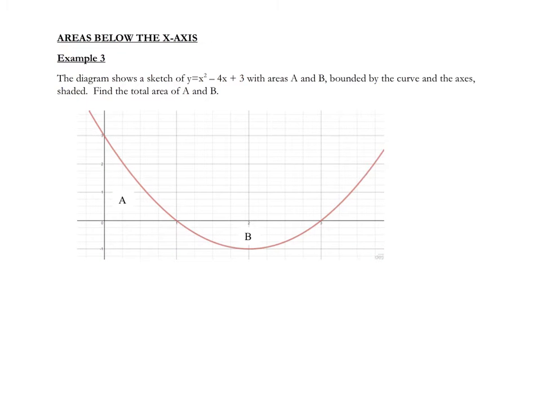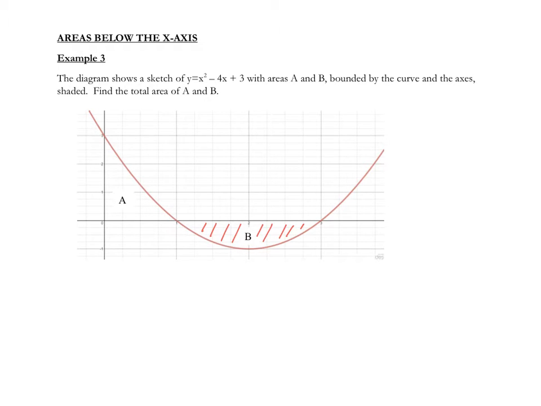Right, moving on, we've got area below the x-axis. And this is quite important, that you identify in your curve if you do have any area below the axis. Now, the one thing that you've got to notice is that any areas that are below the axis, so area B, will actually give you a negative answer. So therefore, when you work out area B, you've got to do what's called the modulus of it.